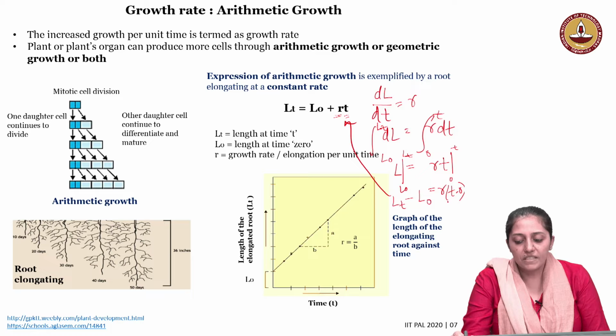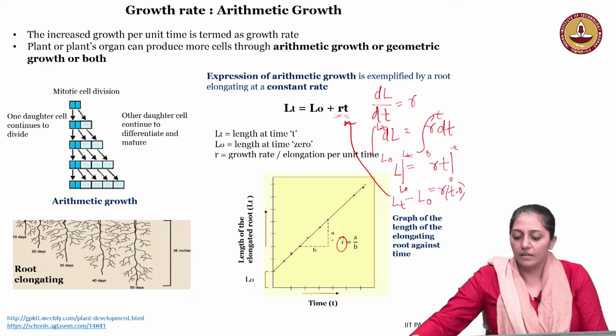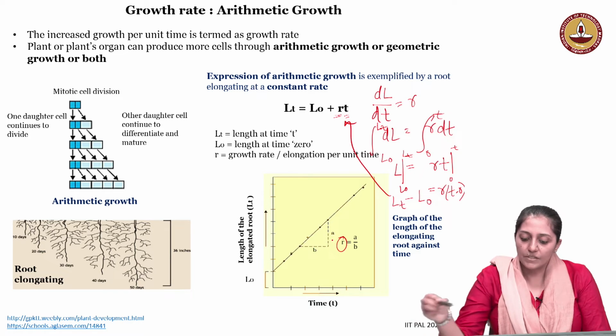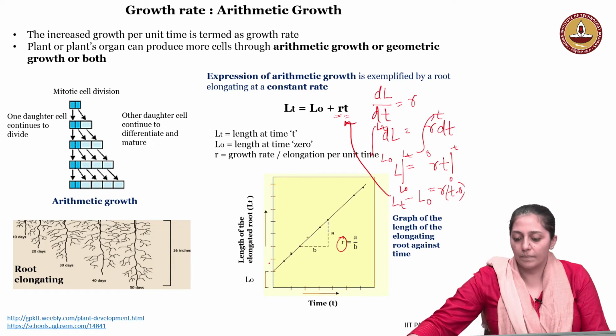And the slope of this line is nothing but your R, which is the rate of growth of the root, which is here assumed to be constant. As you can see from the inclined straight line, the slope is the same.